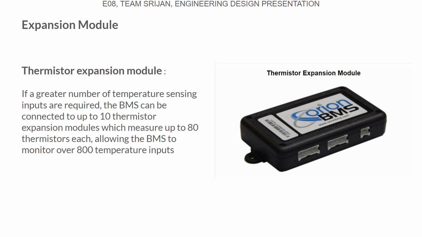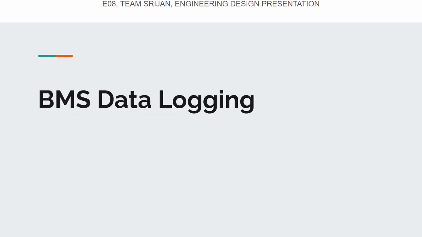Expansion module. Orion BMS comes with only 8 thermistor ports, which is insufficient for our use, so the BMS can be connected to up to 10 thermistor expansion modules, which measure up to 80 thermistors each, allowing the BMS to measure over 800 temperature inputs. So we use a thermistor expansion module to account for all the thermistors required.